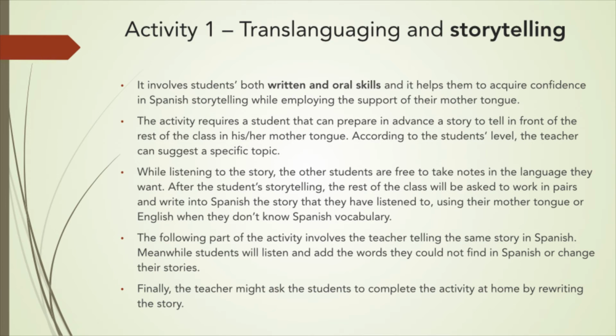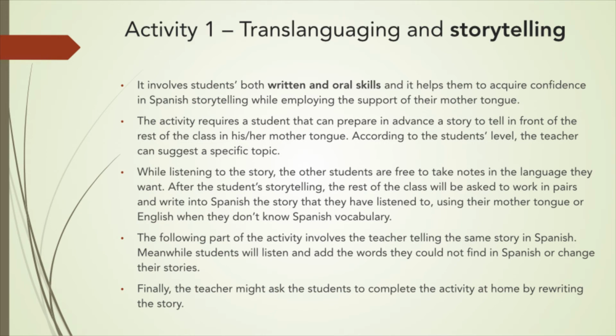After the storytelling, the rest of the class will be asked to work in pairs and to write in Spanish the story they have just been listening to. At this moment, they will be able to use the notes they have been taking in the mother tongue and also keep using the mother tongue or English if they don't know any specific vocabulary in Spanish.